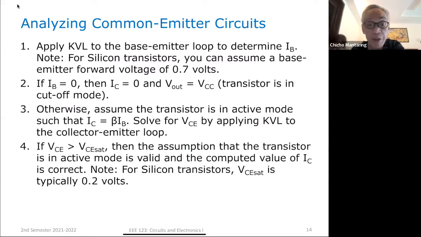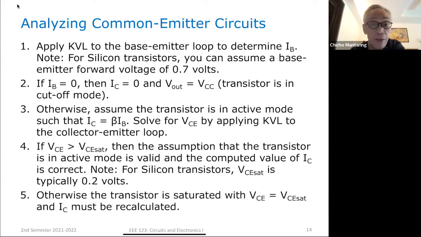We examine the value of VCE. We compare it to VCE SAT. If VCE is greater than VCE SAT, then we know that the collector-base junction is still reverse biased, and therefore our transistor is really in active mode. And therefore, whatever value we compute for IC as step 4, it is correct. For reference, for silicon transistors, VCE SAT is 0.2 volts.